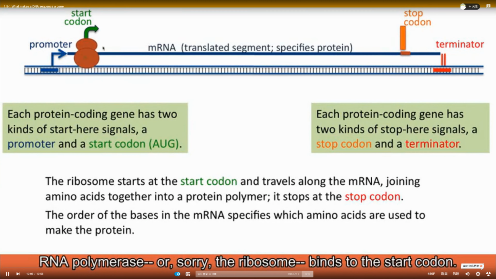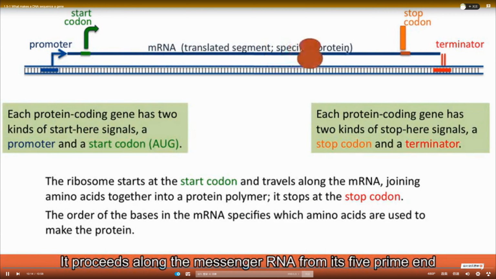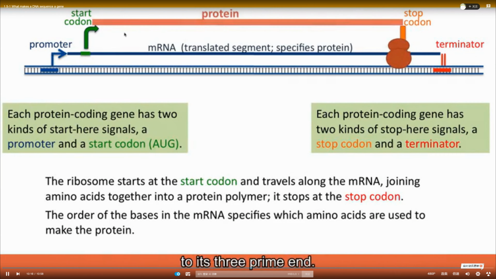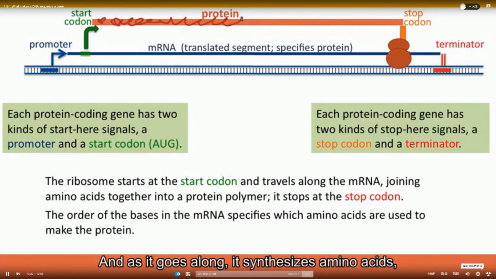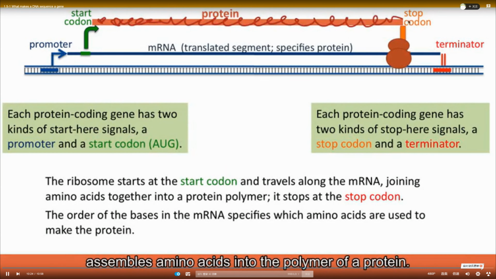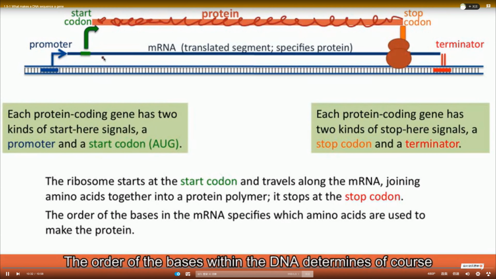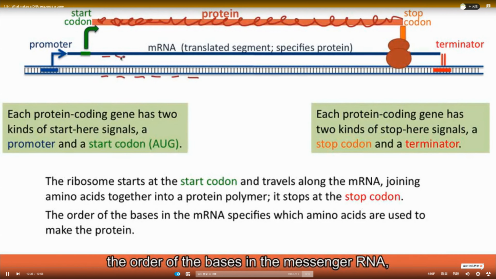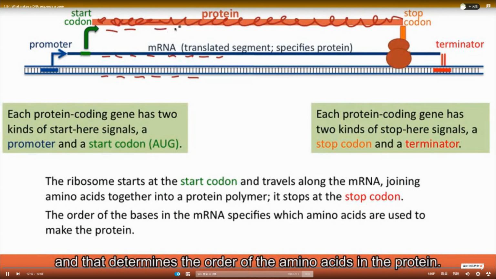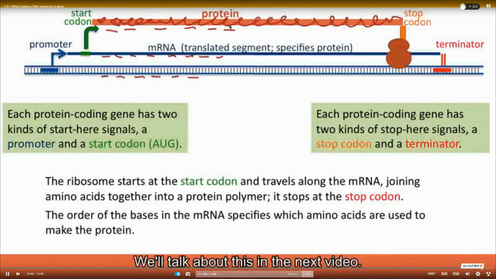The ribosome binds to the start codon. It proceeds along the messenger RNA from its 5' end to its 3' end. And as it goes along, it assembles amino acids into the polymer of a protein. And it stops when it reaches the stop codon. The order of the bases within the DNA determines, of course, the order of the bases in the messenger RNA, and that determines the order of the amino acids in the protein. I'll talk about this in the next video.